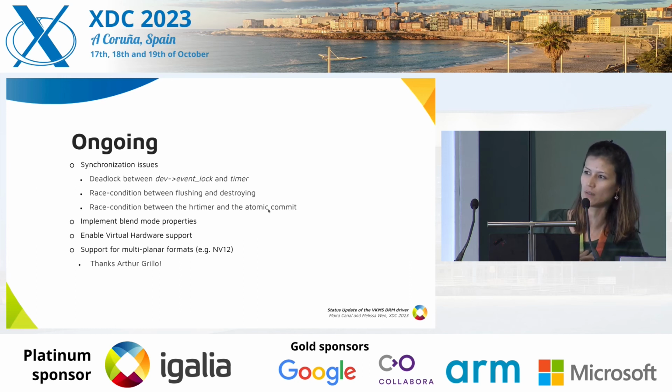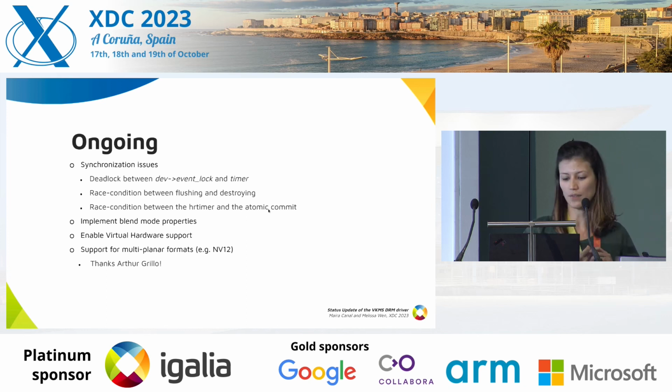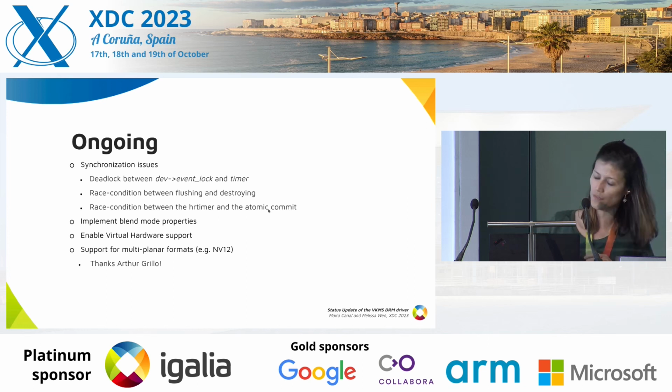So we also started to work on supporting other pixel blend modes. We support the default DRM pixel blend mode, that is pre-multiplied, but we are working on other blend mode properties. And we are currently evaluating again the virtual hardware support to get rid of the simulated VBlank dependence. And finally, R2 is working on the NV12 multi-planar format.